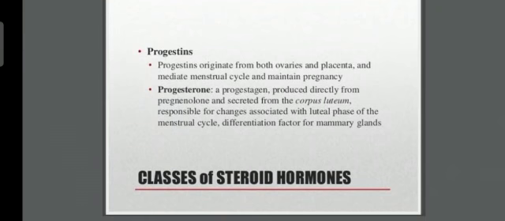Next one is the progestins. Progestins originate from both ovaries and placenta, mediate the menstrual cycle, and maintain pregnancy. Progesterone is a progestagen produced directly from pregnenolone and secreted from the corpus luteum, responsible for changes associated with the luteal phase of the menstrual cycle, and a differentiation factor for mammary glands.